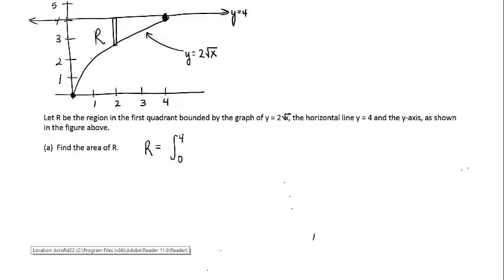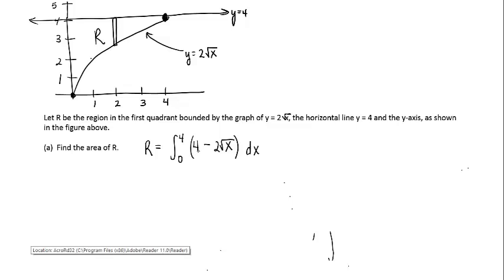When we find area between the curves, we always go with the top curve minus the bottom curve. So my top curve being 4 and my bottom curve being 2 square root of x, we will set that up as 4 minus 2 square root of x. And then we know we're doing this with respect to x, so I'll place a dx there. This is a non-calculator problem, so we're going to go ahead and solve and compute this.